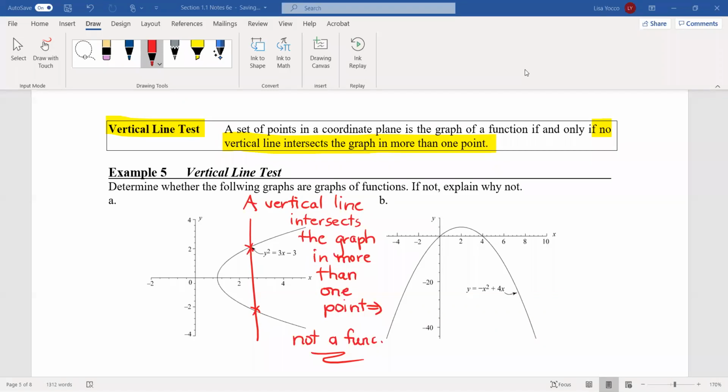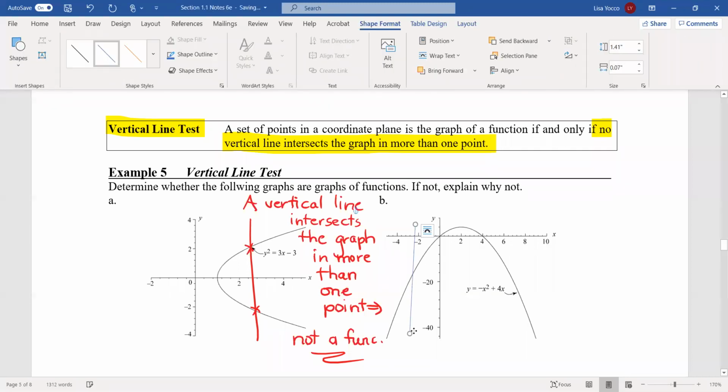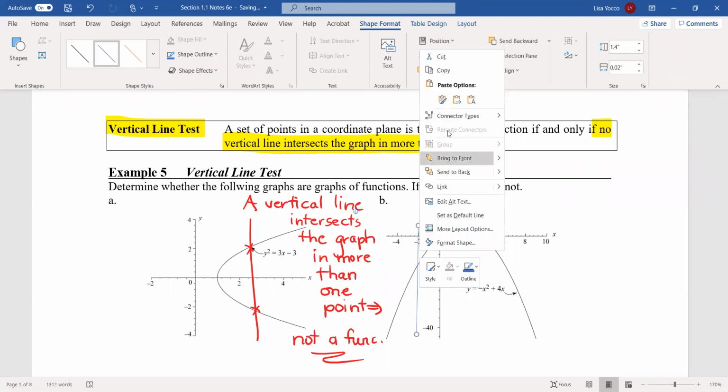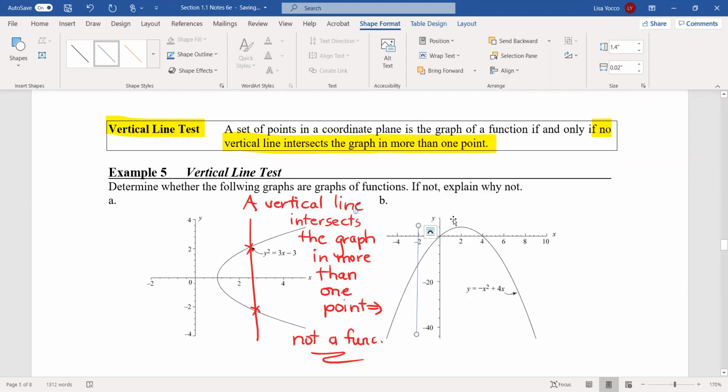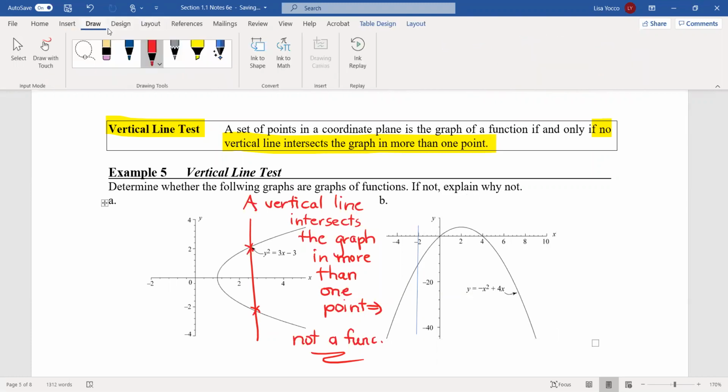All right, how about the one on part B? I mean, you could draw as many vertical lines as you wanted to. I don't know if it'll let me. I mean, well, it's not very vertical looking. Okay, never mind. I'm trying to be fancy and it's not working.